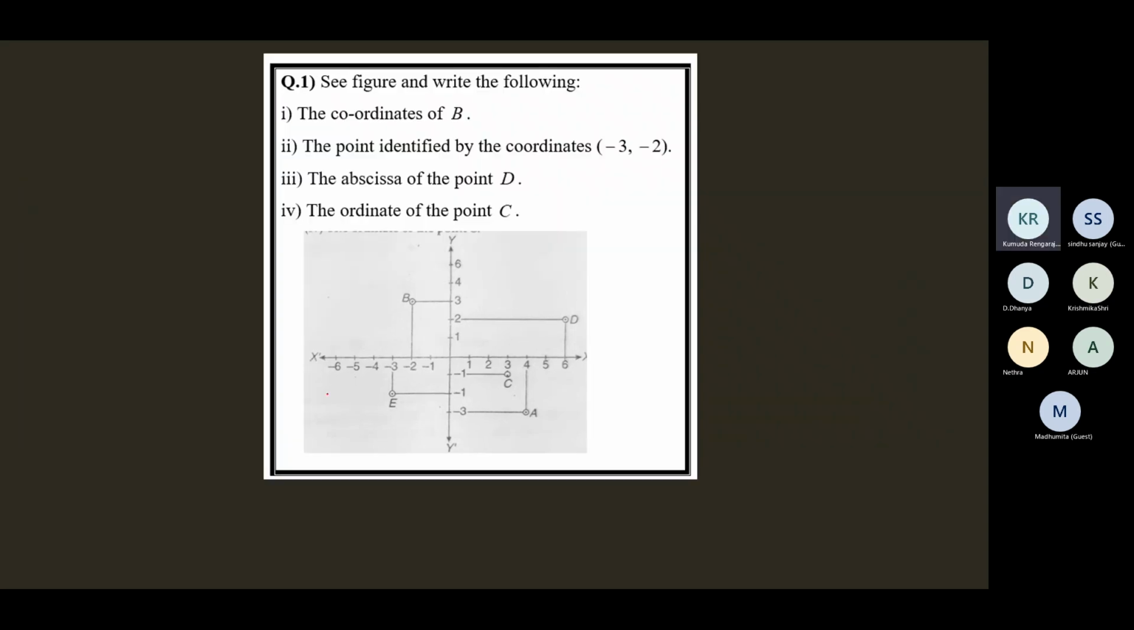All right, so see the figure and write the following. The coordinates of B. What are the coordinates of B? Is it 3 comma minus 2 or minus 2 comma 3? It's not 3 comma minus 2, it's minus 2 comma 3. So the coordinates of B are minus 2 comma 3.